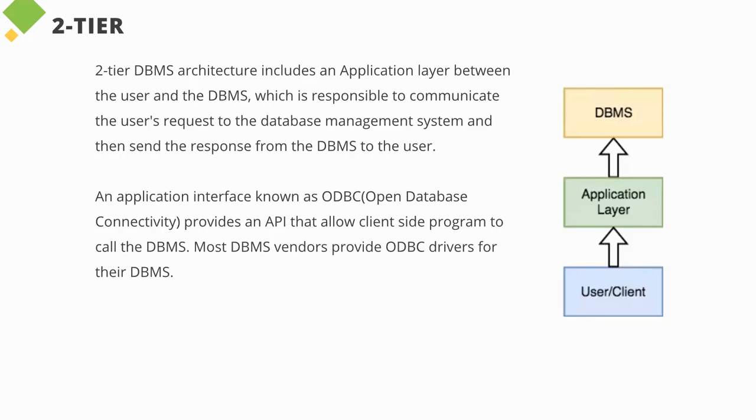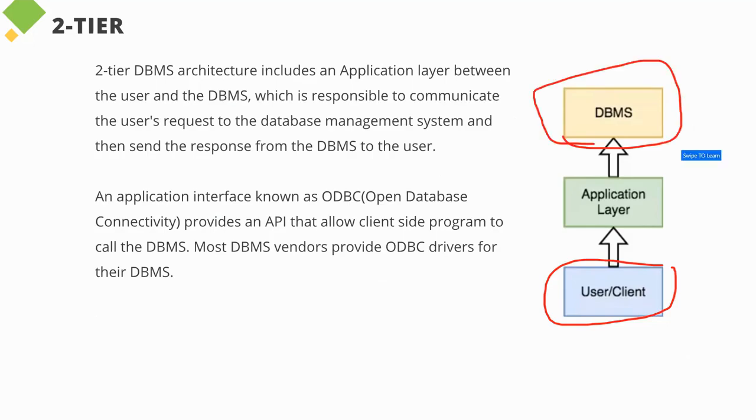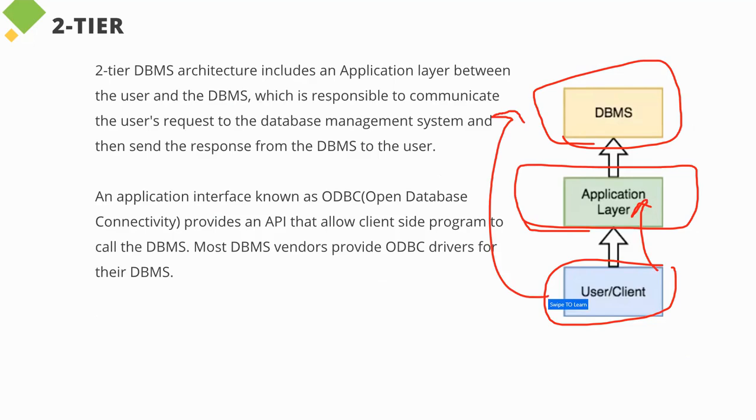In the two-tier DBMS, you have the user or client and the DBMS, and there is an application layer that helps to access it. Through the application interface layer, you communicate with the DBMS. This is called a two-tier DBMS. It takes the user request and sends the response.